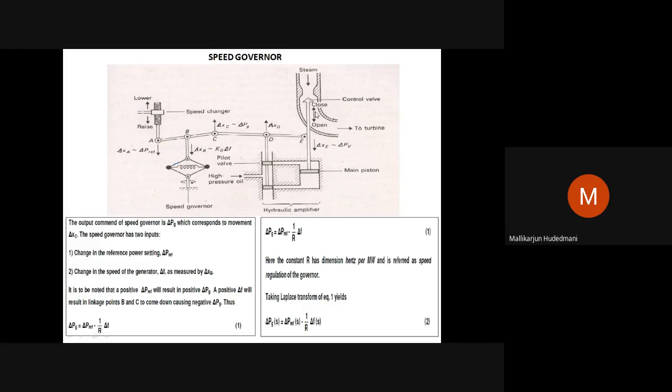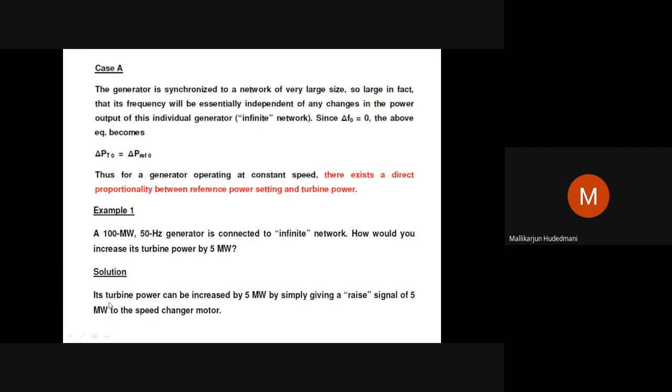Hence, whatever the displacement you are expecting as a supplement to the mechanical input to the turbine, you have to control from the speed changer only. When I say infinite bus being interfaced with the generator, the set point needs to be changed. It is because the feedback network will not provide any feedback to us. That is the meaning of this. So turbine power can be increased by 5 megawatts, whatever the increment, simply by giving a raise signal of 5 megawatts to the speed changer motor only. This is because the frequency deviation is 0. The turbine power is nothing but the reference point shift only.